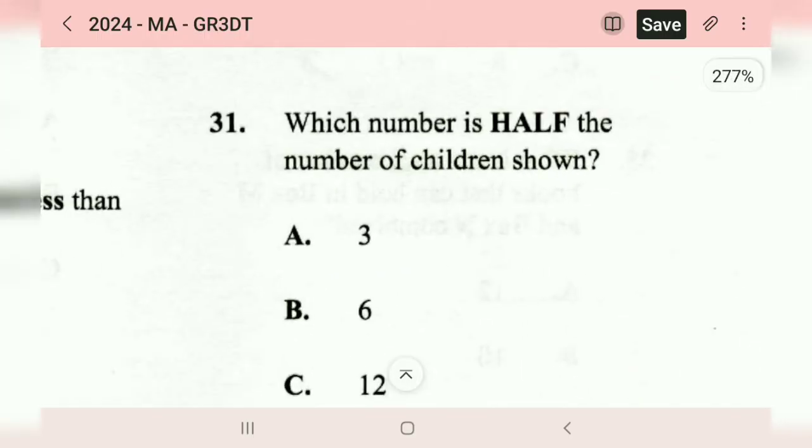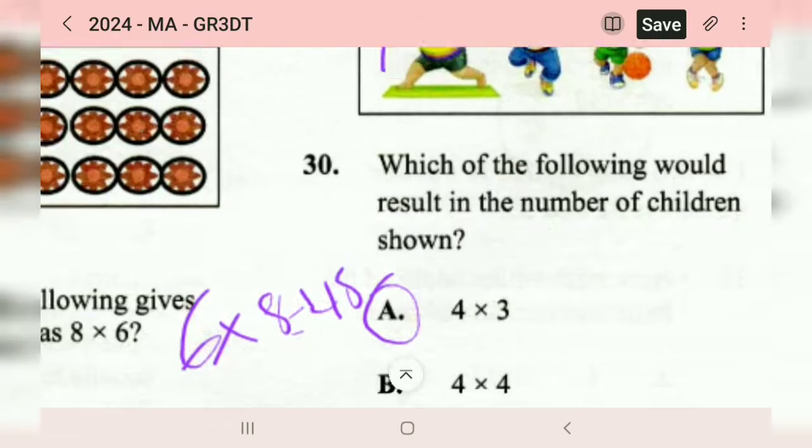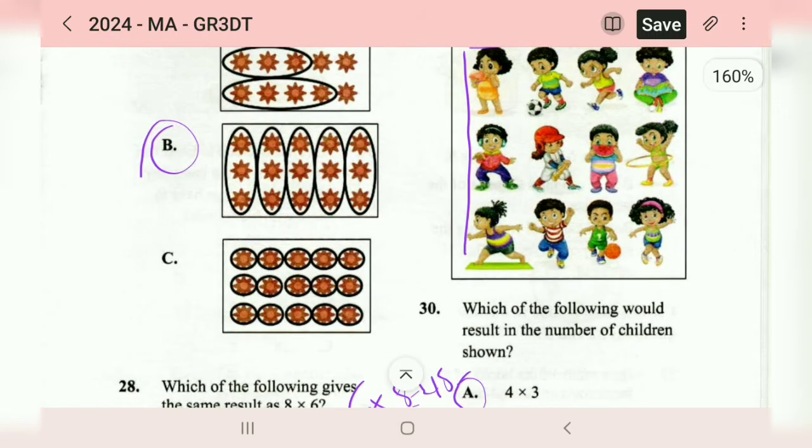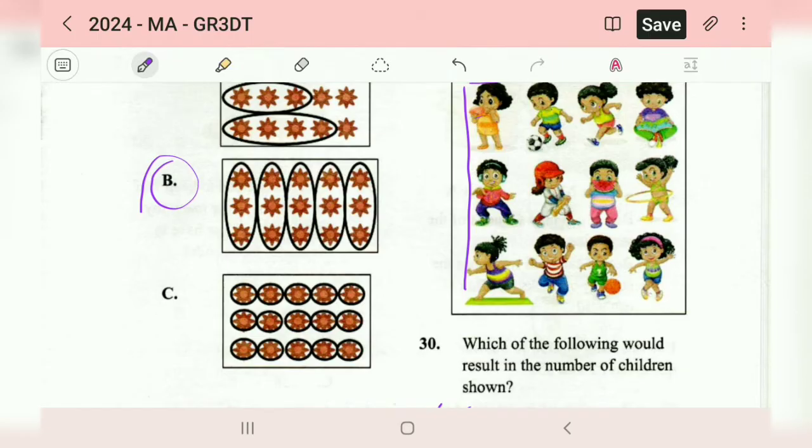31. Which number is half the number of children? 4 threes are 12. So what's a half of 12? 2 what gives you 12? You put this set into groups of 2's. So you could say how many groups of 2's you have. That would give you a half. You could do it in different ways, because you can put it into groups of 2 and say how many groups do you have. That is still going to give you your answer.